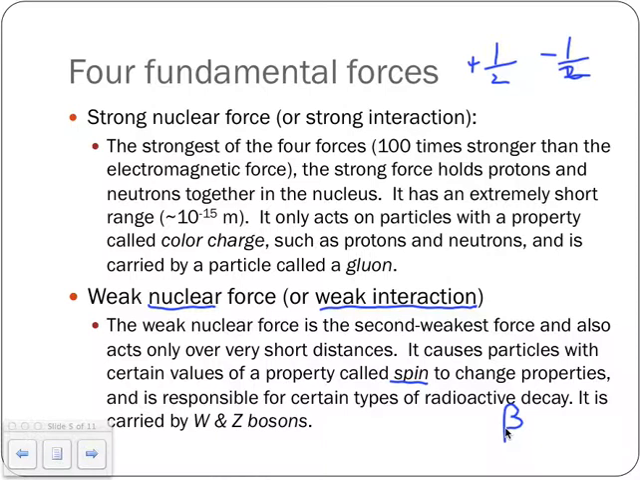It's carried by particles that are called W bosons and Z bosons. Once again, we're not going to really get to the details of that. But these are the four fundamental forces of the universe. Every other force is some combination of these four. So that's a little intro to your four fundamental forces here. But let's take a look at gravity.